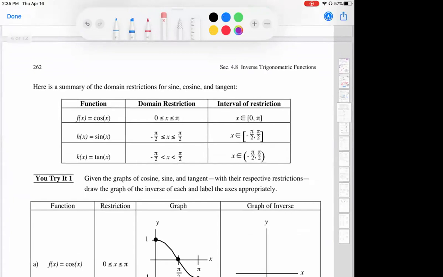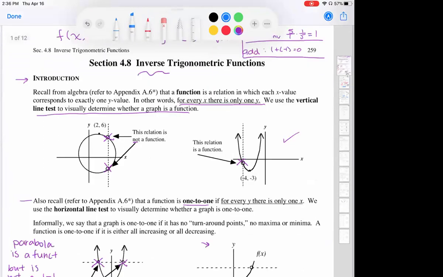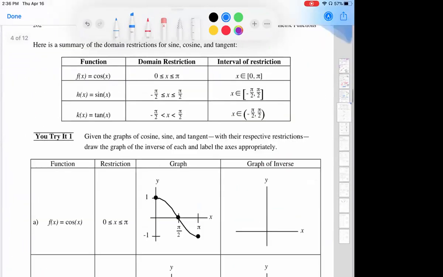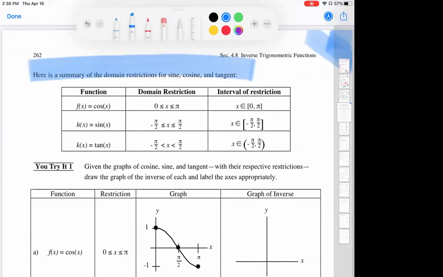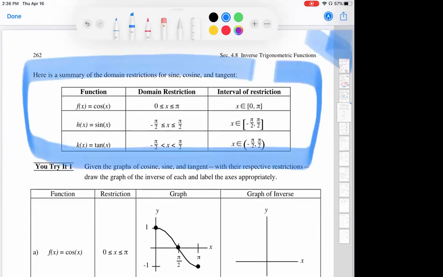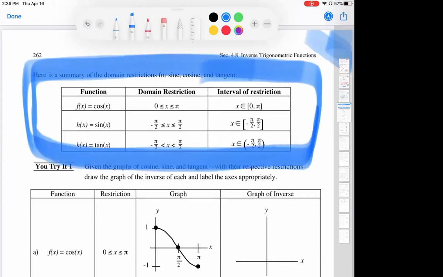Here's a summary of domain restrictions for sine, cosine, and tangent. So make sure you fold in this little page of your function, you know, dog ear or something, because this is gold right here. This whole part will not go away. We'll see it again in chapter 6.